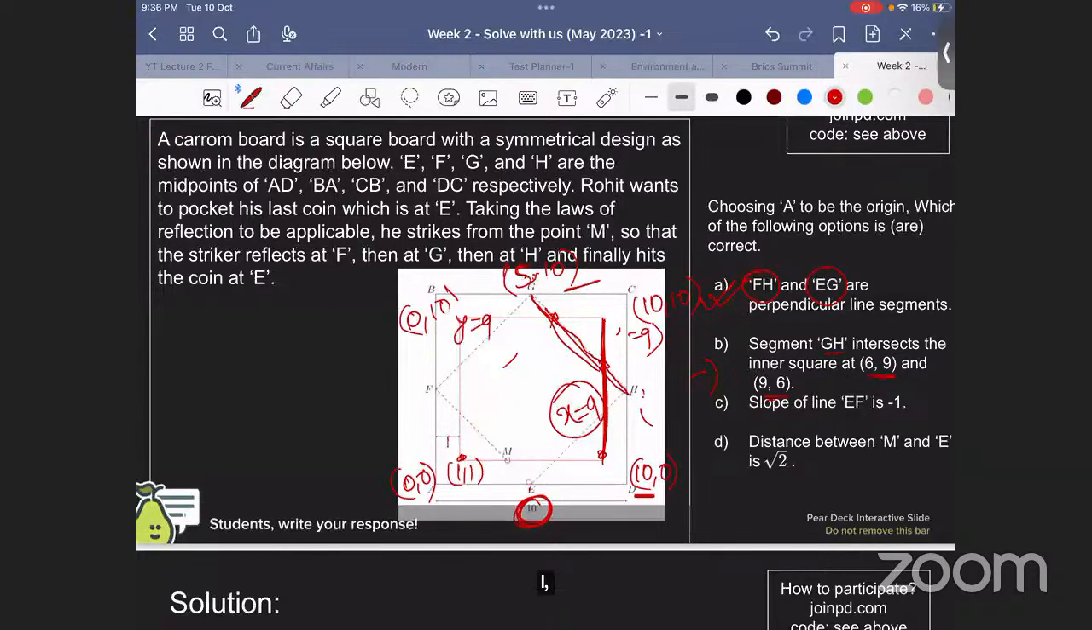So if you have the equation, you can get the value of this point. The intersection of two lines, you can get it. Similarly, you can get the intersection of two lines. So if you have this equation, you can get the value of this point.